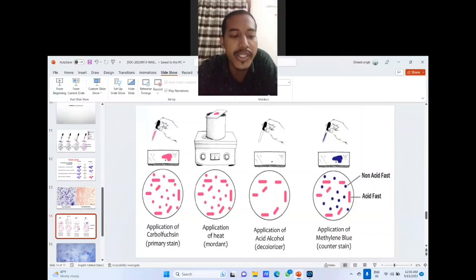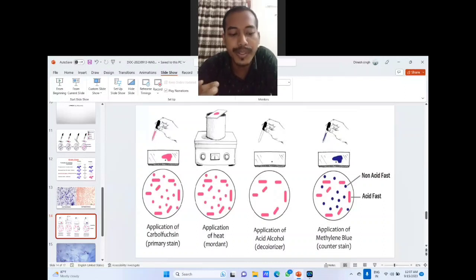The principle behind acid fast bacilli is that these bacteria have a structure of mycolic acid or lipoid material, which resembles a wax-like structure. What happens when you apply heat to wax or wax-like materials? The wax starts melting. At that time, when you apply any type of color or dye, it goes inside the bacterial cell wall.